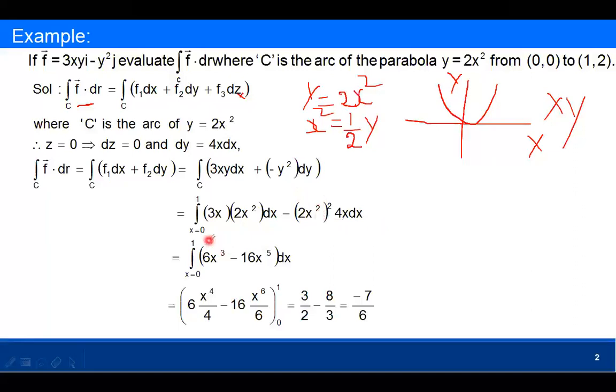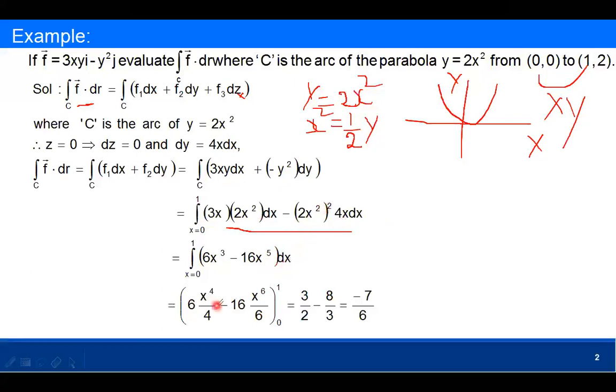Now the total integration is in terms of x. What are the limits of x? x is varying from 0 to 1. So integral from 0 to 1 of 3x times 2x square dx minus, again substituting y value, 2x square whole square and dy is 4x dx. Now simplify this: 3 into 2, 6x cube, minus 16x raised to 5, since 2 square is 4, 4 into 4 is 16, x square whole square is x raised to 4, into x, that is x raised to 5, dx.